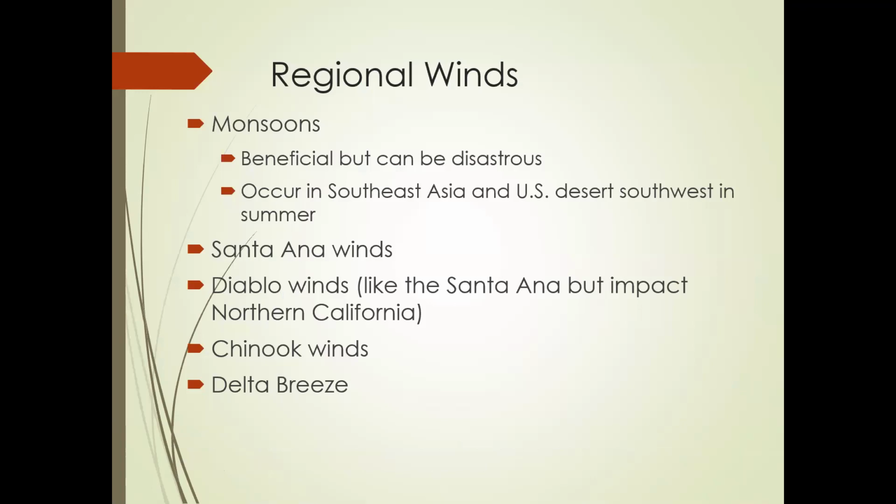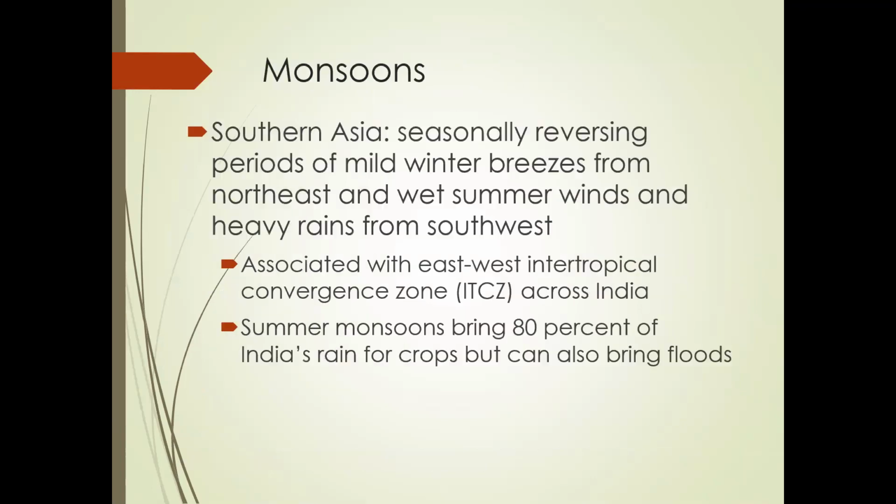They include the monsoons, the Santa Ana winds, the Diablo winds, which are kind of like the Santa Ana winds, but they impact Northern California, the Chinook winds, which you should already be familiar with, and our own local Delta breeze. So let's take a look at monsoons first. The monsoons are prevalent in India, Southeast Asia, Indonesia, Northern Australia.